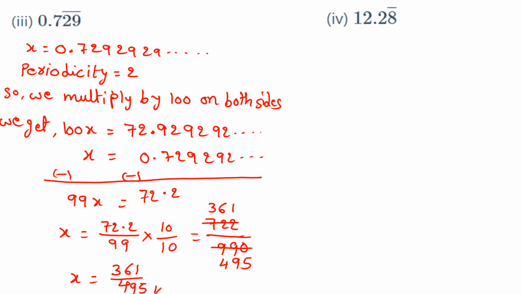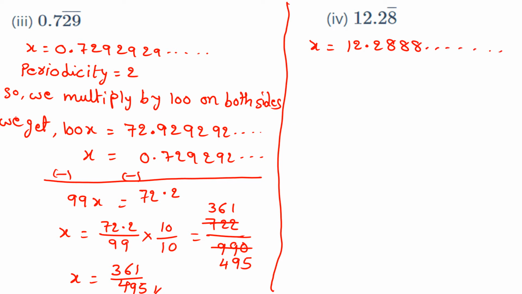Now let us see this question. They have given 12.28 bar. Here only 8 is repeating. Then write the x value here. What is that x? 12.2888 and so on, right? So now what is the periodicity here? Here the periodicity is 1.